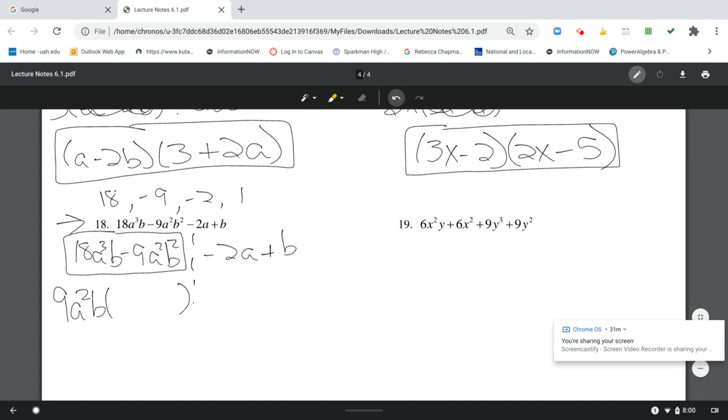So I'm going to put the reduced terms back. So 18 divided by 9 is 2. Subtract the exponent on A, and when I subtract the exponents on B, they cancel. -9 divided by 9 is -1. Subtract the exponent on A, and it goes away, subtract the exponent on B, so I'm left with 1B.